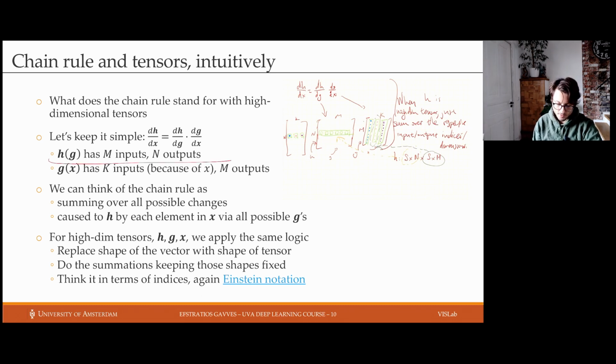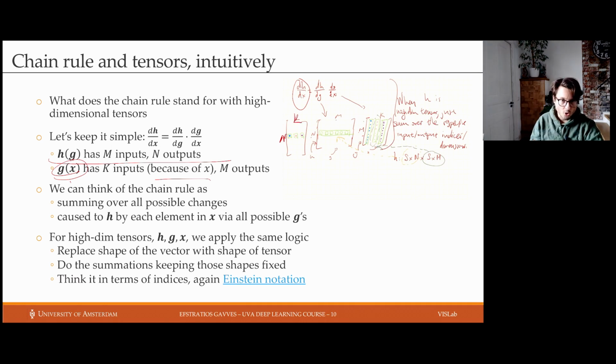Let's say that our function h has m inputs that come from g and n outputs, and our function g of x has k inputs because of x and m outputs, right? So then the dimensions match, right? So n times m and then m times k. So indeed, the gradient or the Jacobian of our final function with respect to the input, dh over dx, is a Jacobian matrix of n times k.